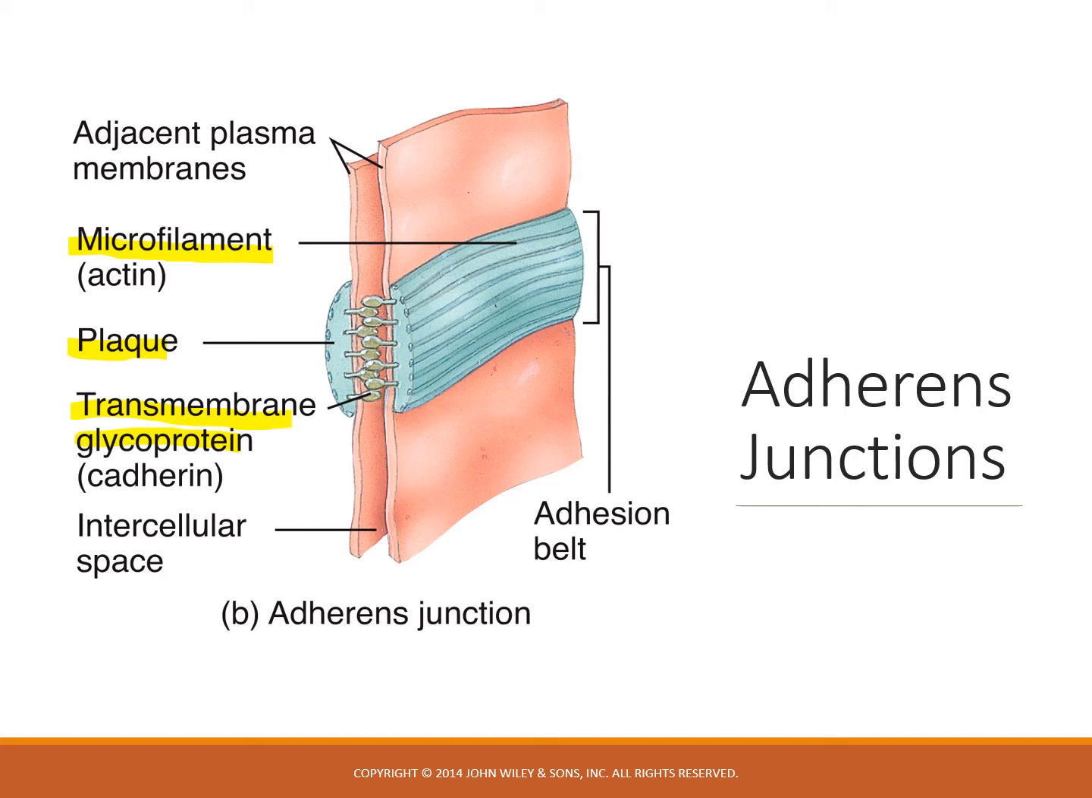In epithelial cells, adherens junctions also often form extensive zones called adhesion belts because they encircle the cell, similar to how a belt encircles your waist. So you might have a cell that has an adhesion belt that goes the length around it, kind of like how a belt encircles your waist.